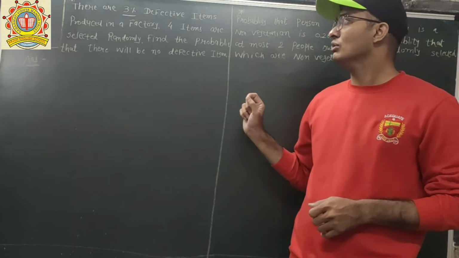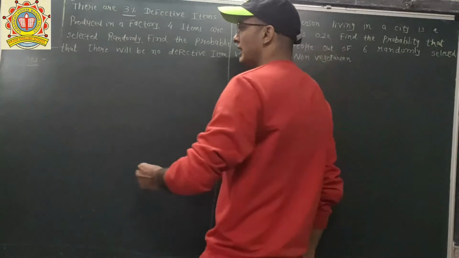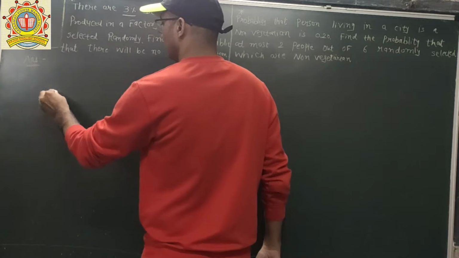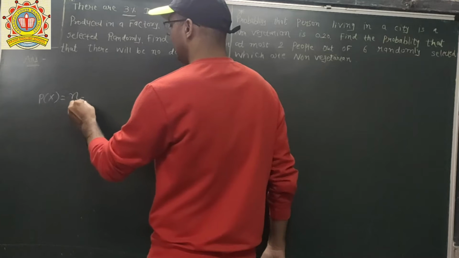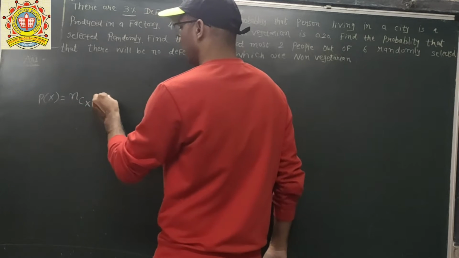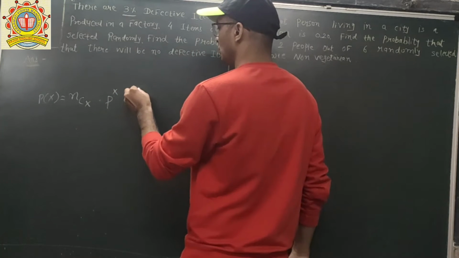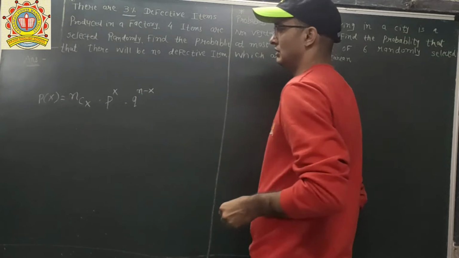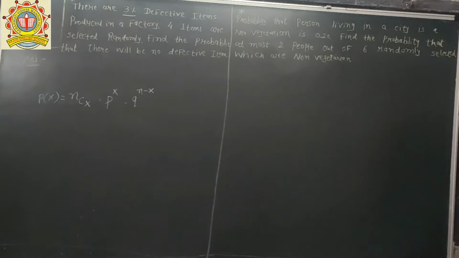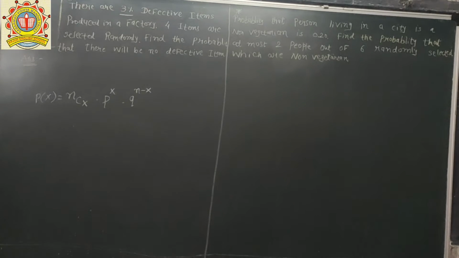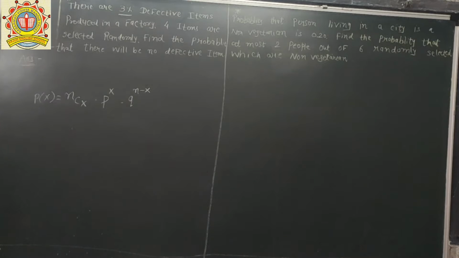Okay, so now in this question, the formula that you may know, P of X is equal to nCx multiplied by p raised to x multiplied by q raised to n minus x. Got it? The formula for P of X is equal to nCx into p raised to x into q raised to n minus x.